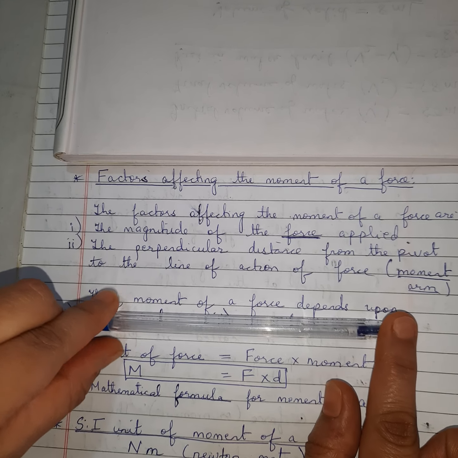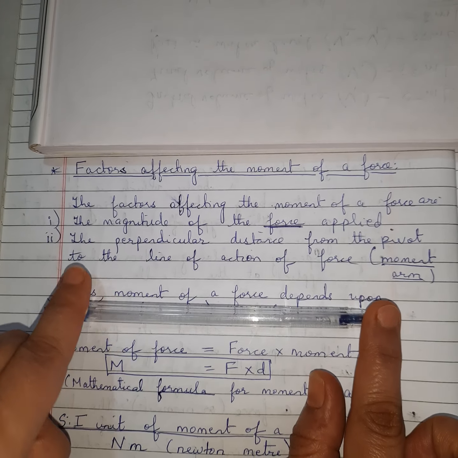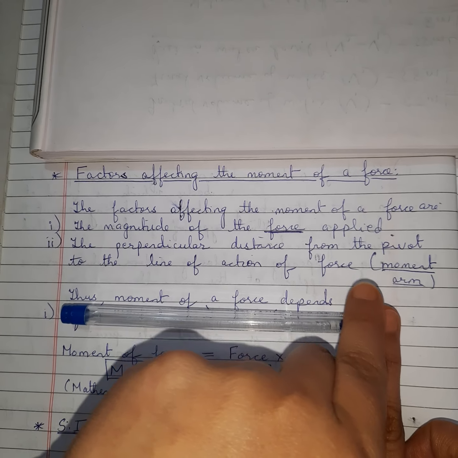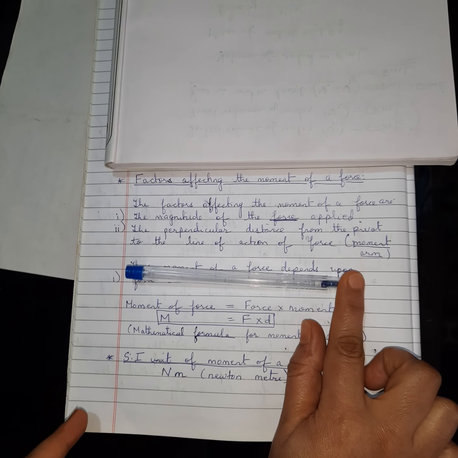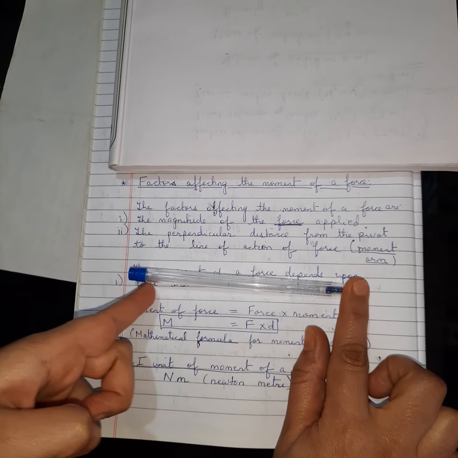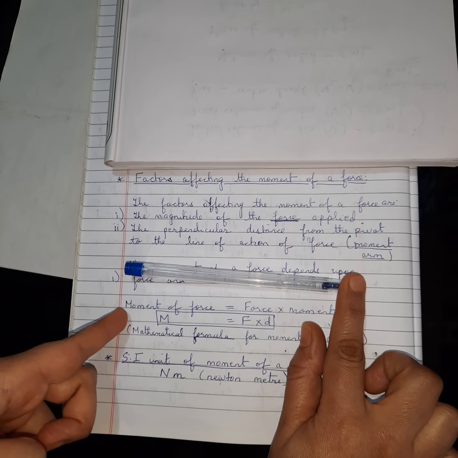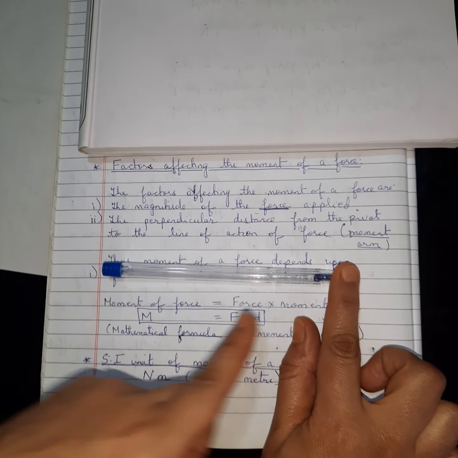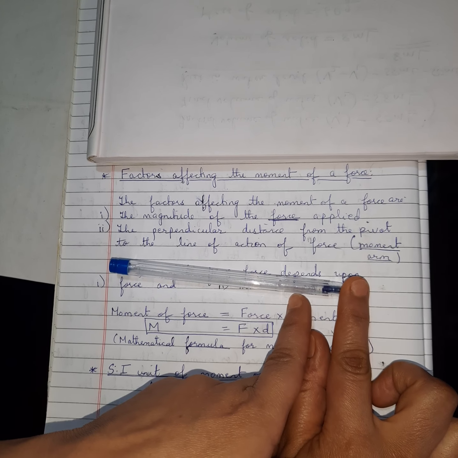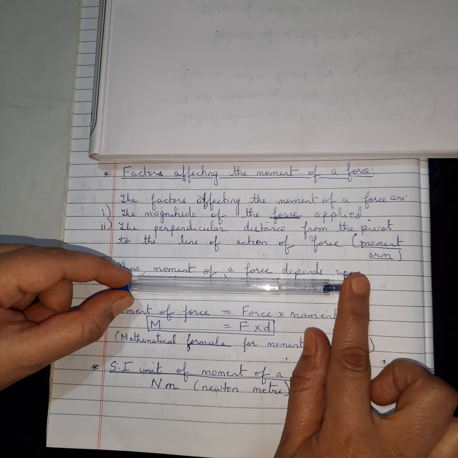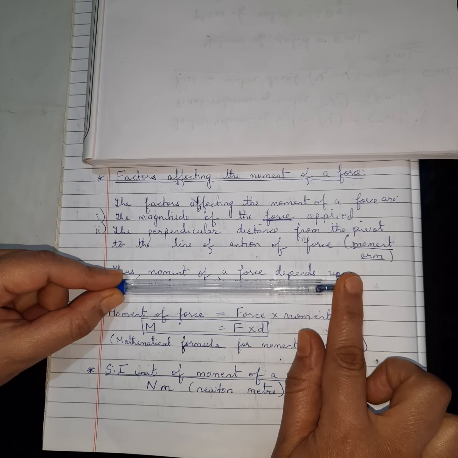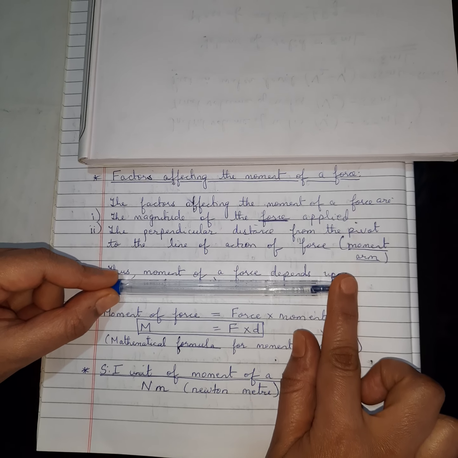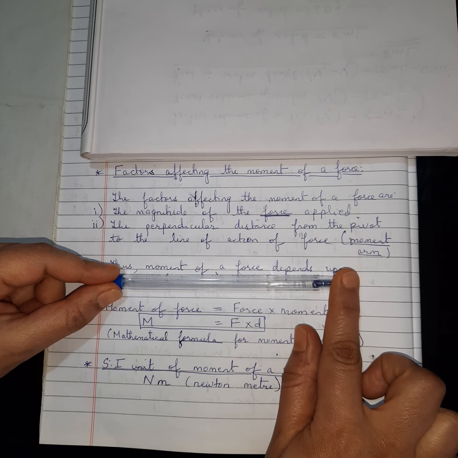And the second factor is the distance from the pivot to the line of action of force. This is the pivot, this is the line of action of force. I am applying the force, so this entire line becomes the line of action of force. This perpendicular distance is called the moment arm. Longer the moment arm, more will be the turning effect. For example, I want to turn it from here. It is not that easy to turn. If you want to open the door from near the hinges, it is not that easy. That's why the handle is made towards the end of the door. That is to increase the moment arm. So more the moment arm, more will be the turning effect.